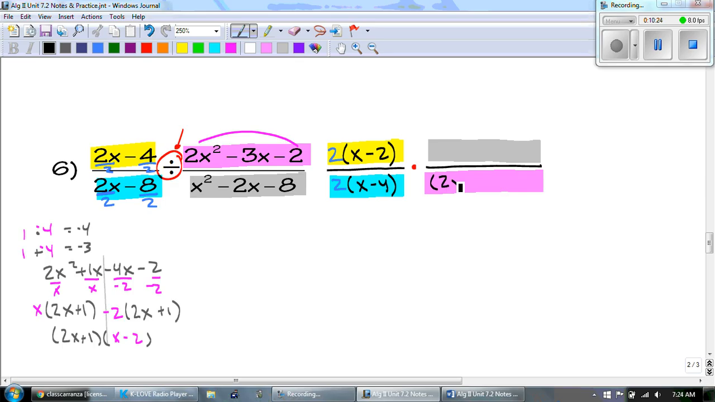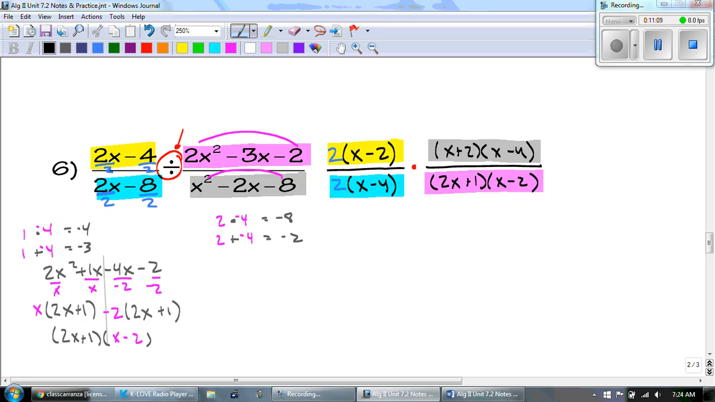Okay, so in the pink, we're writing 2x plus 1, x minus 2. And then for the gray, guess what? We have to do the same thing. So here I'm looking for numbers that multiply to get to negative 8 and add to get to negative 2. And those are 2 and 4. And once again, the 4 is negative. But the super nice thing about this, guys, is that my leading coefficient is 1, so I can go right to x plus 2 and x minus 4. Okay?